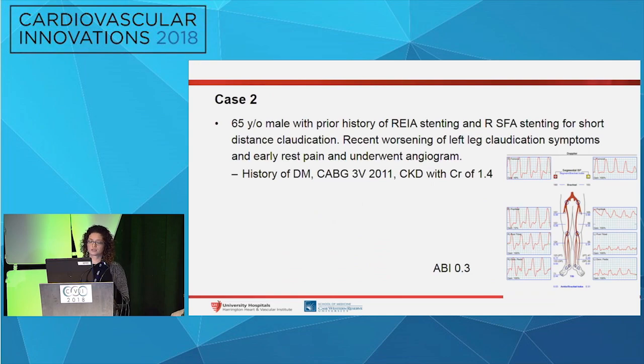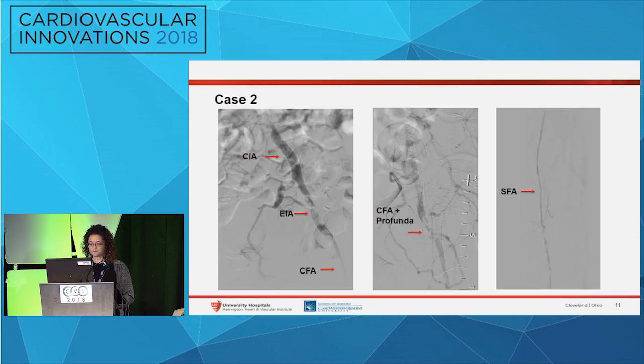Here's another patient, a 65-year-old male with a history of a right external iliac artery stenting and right SFA stenting for short distance claudication. This was quite remote and he was doing very well. Recently, he had worsening left leg pain and symptoms, and when you probed him a little bit more, he was describing some early rest pain and paresthesias. He had undergone an angiography. Those are his medical history. He has mild chronic kidney disease, and these are his pre-op waveforms.